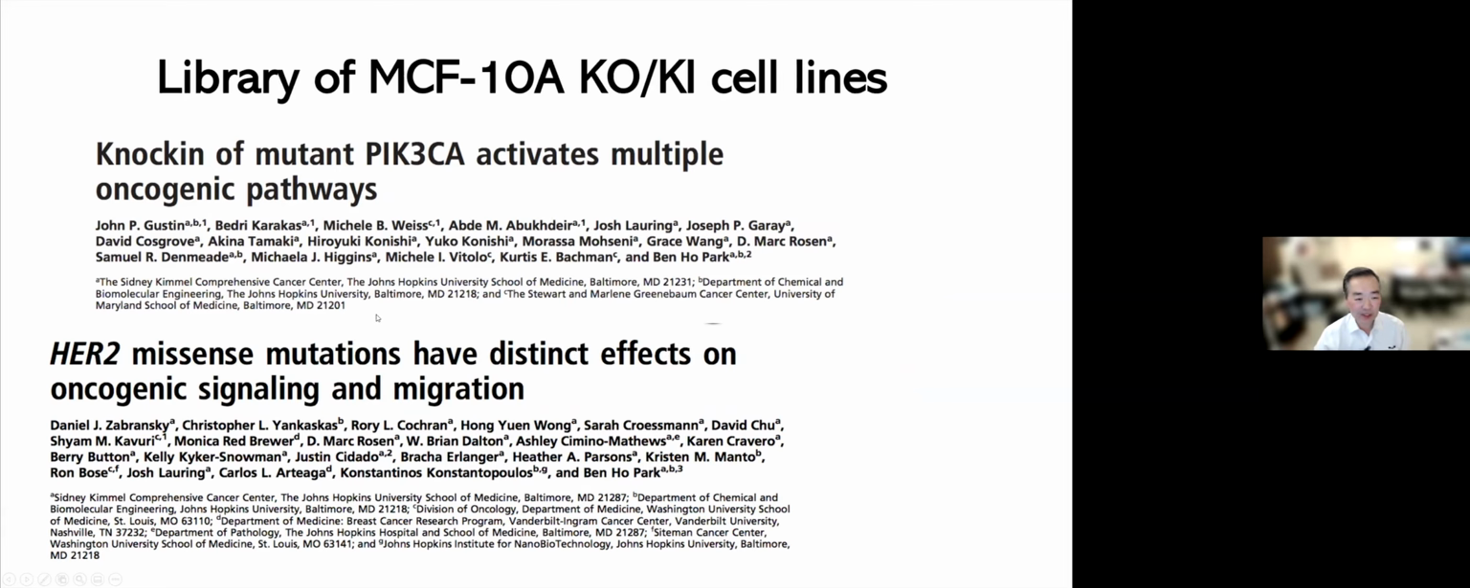We kind of did it really the old-fashioned way, and some might say the crazy way, but this is a technology that I learned in Bert Vogelstein's lab when I was a postdoc and brought it with me to my own lab at Hopkins in the breast cancer program. So we generate a whole library of different cell lines. Our workhorse is the MCF10A, which many of you are familiar with.